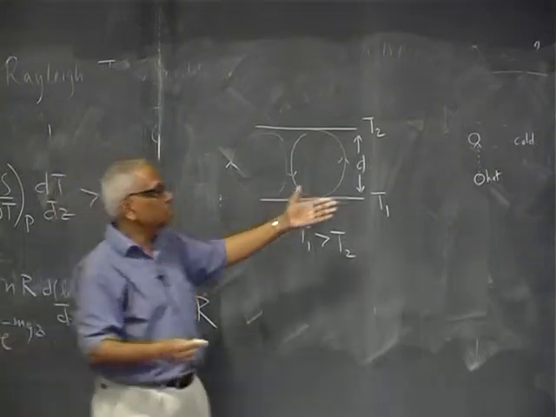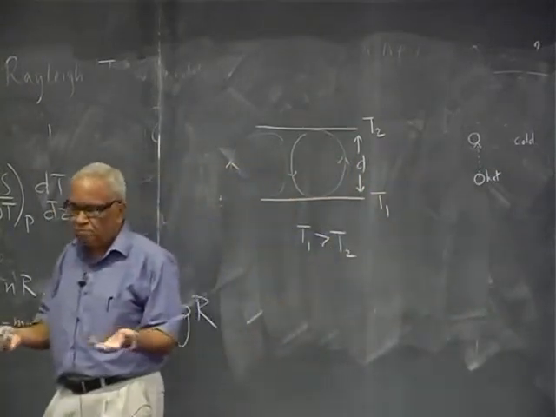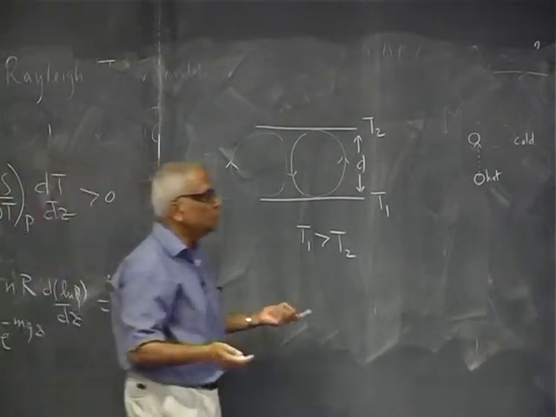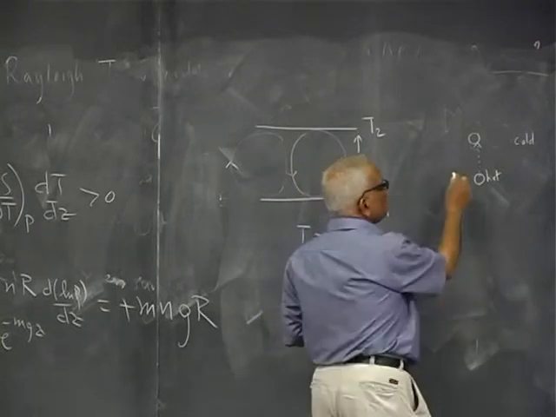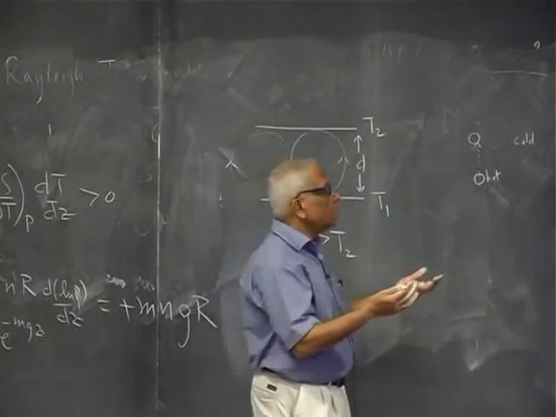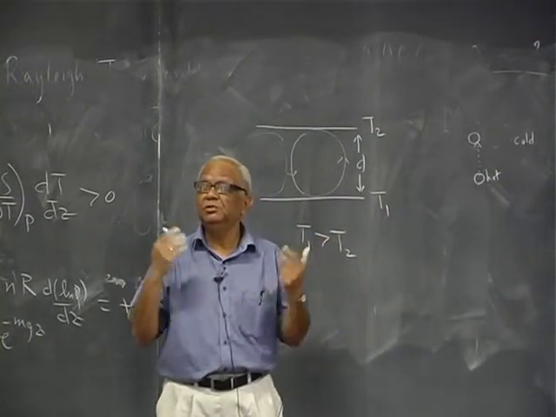By the time it has come up over here, it's no longer hotter than the environment, and there is no question of it going further up. That's the end of the story. So it's not going to be unstable. So I need to estimate whether it has lost its heat or not. So how do I do that?